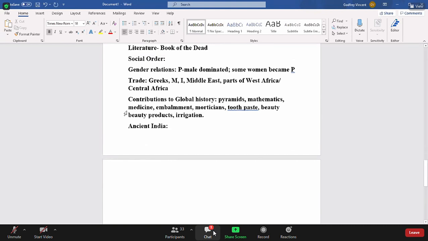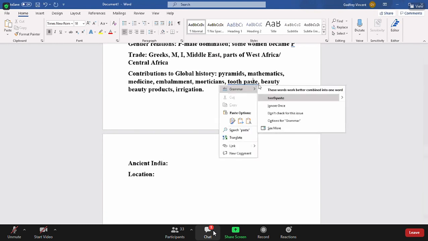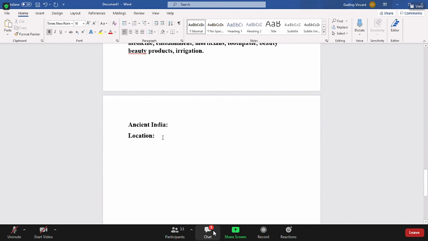So ancient India. Location. Where's India located? Anyone? Where's ancient India? You can say anywhere. It's in Asia, right? India's called what? Subcontinent. Like Egypt and Mesopotamia, it had rivers. What are the rivers? The Indus River and the Ganges.